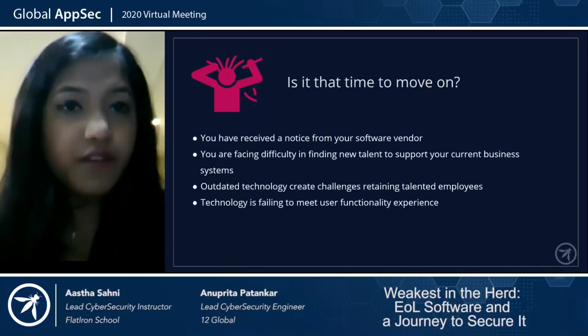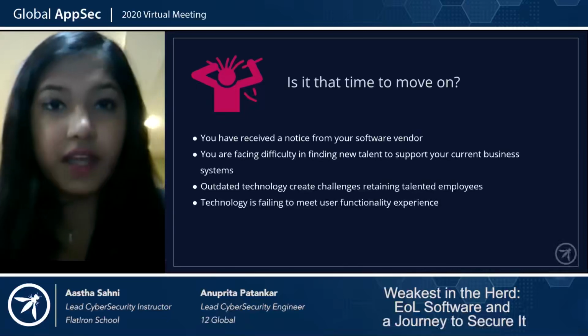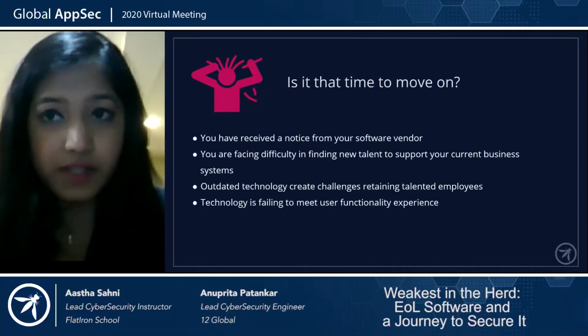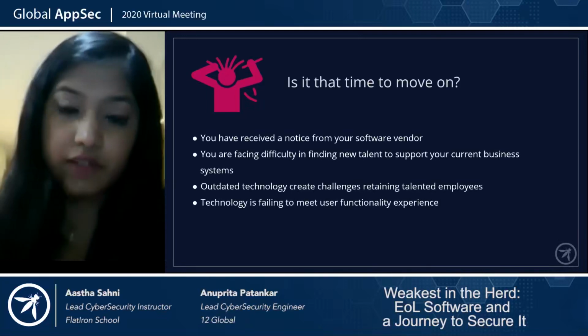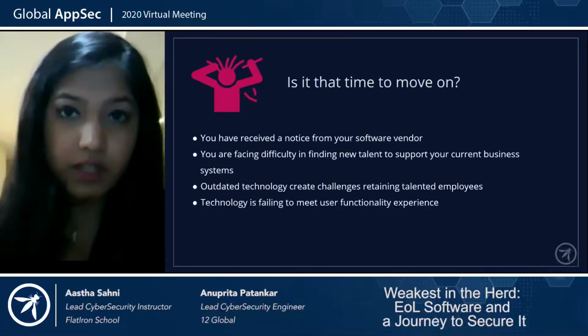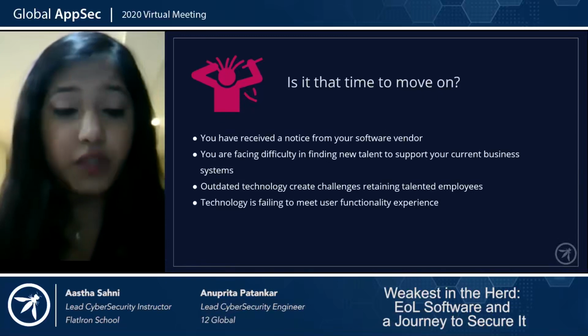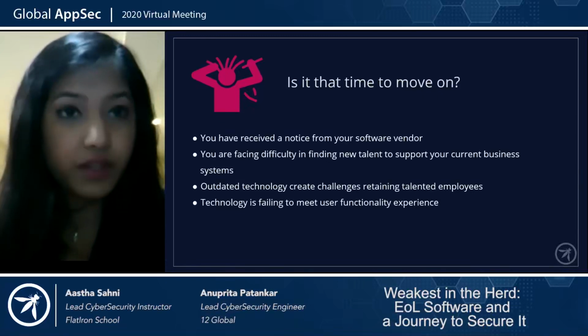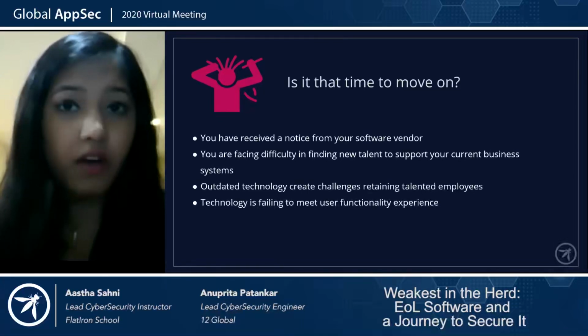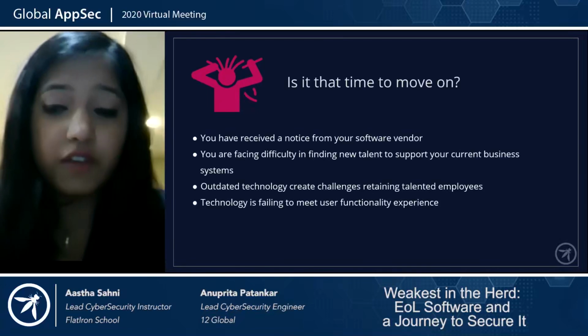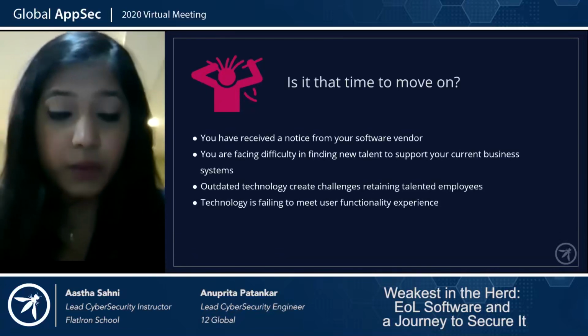The very first thing when you decide to move on from your current software is when you receive an end-of-life notice from a vendor. This is particularly when you have on-premise software, and now the industry is entirely moving to cloud solutions and performance-based products that will change a lot of aspects, including the hiring and the investments and whatnot.